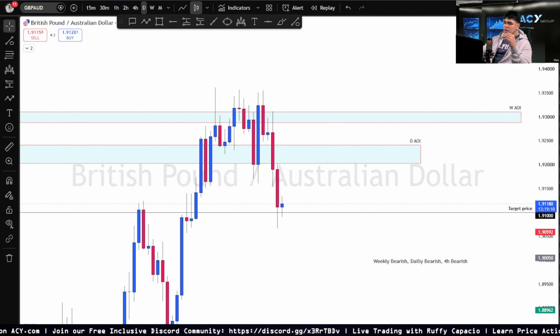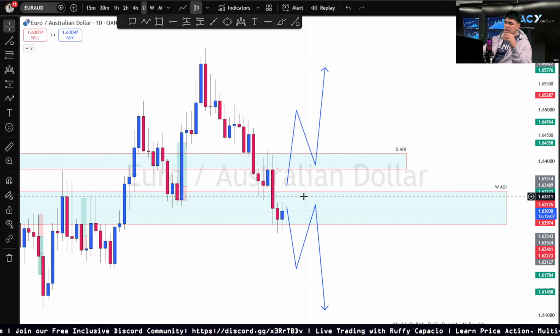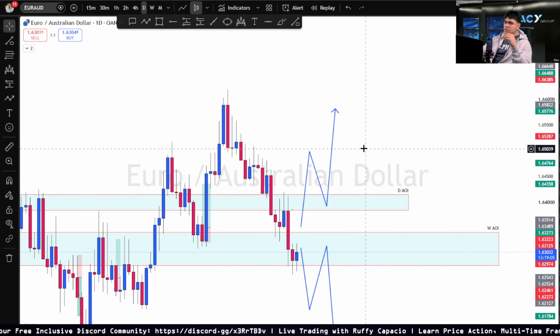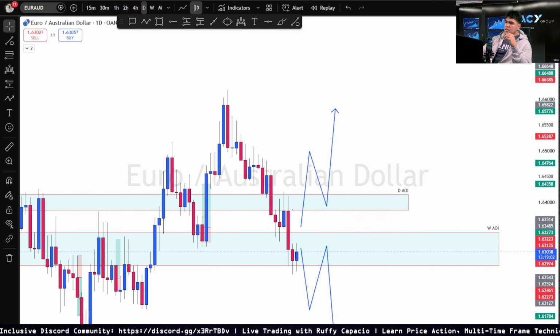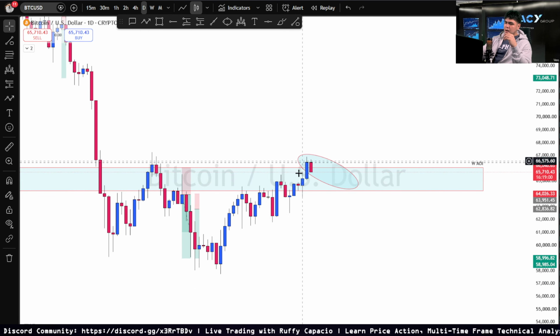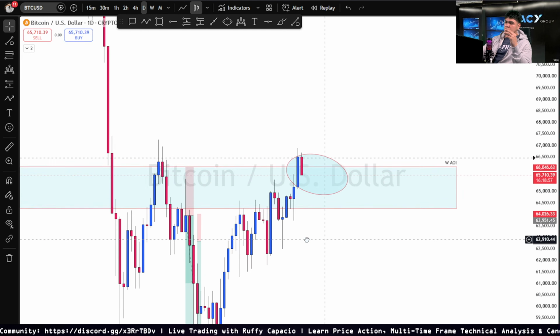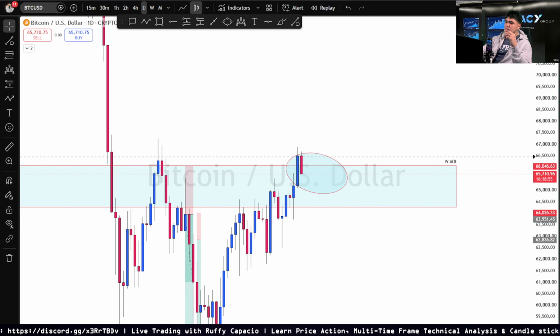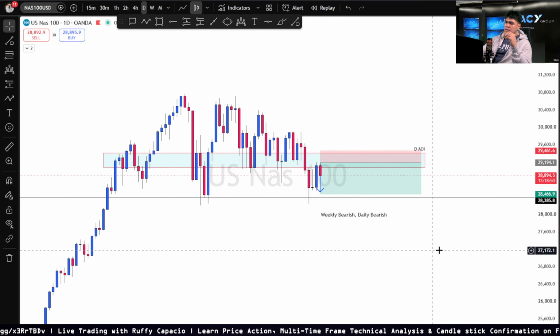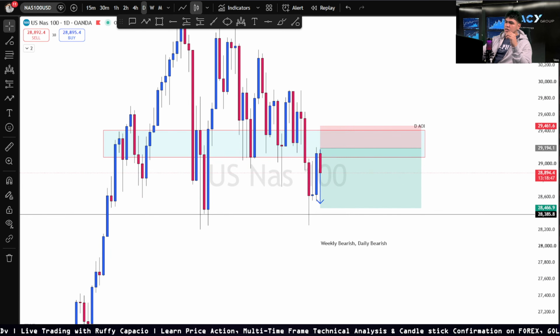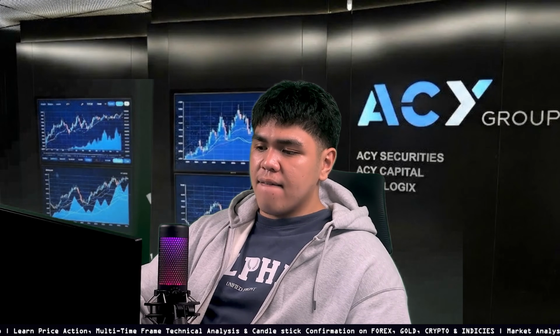Now, the only things that are left this week are Euro AUD, the breakout of the consolidation zone, and Bitcoin properly giving us a bullish candlestick confirmation, so that we will be looking for buys. And lastly is NAS100. Those three markets are the actual markets that are left for our setups.